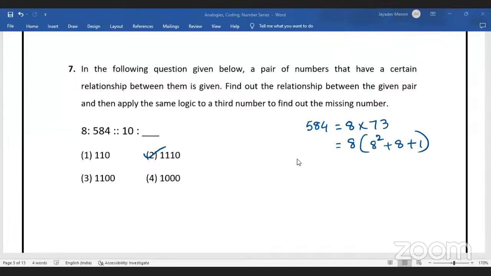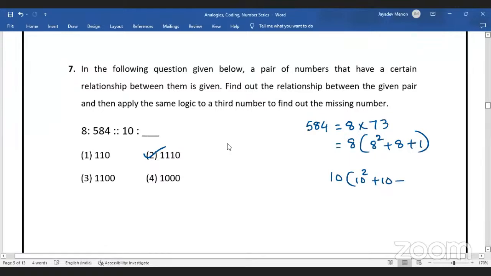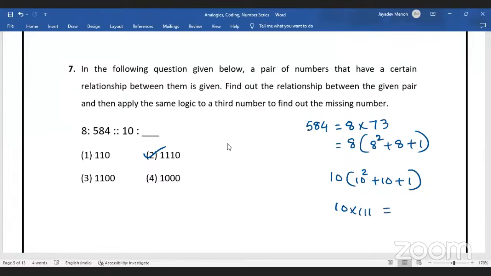So in the same way, in the second pair, we have 10. So the missing number should be 10 into 10 square plus 10 plus 1. 10 square is 100. 100 plus 10, 110. 110 plus 1, 111. So 10 into 111 will be 1110. So the answer is option 2.